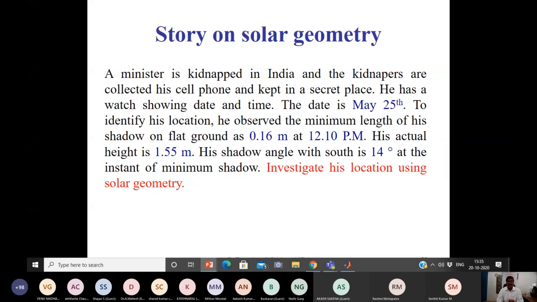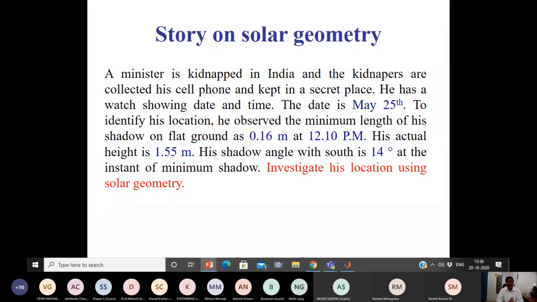To identify his location, he observed the minimum length of his shadow on the flat ground as 0.16 meters at 12:10 p.m. 12:10 p.m. is the solar noon in this problem. His actual height is 1.55 meters. His shadow angle with south is 14 degrees at the instant of minimum shadow. Investigate his location using the solar geometry.